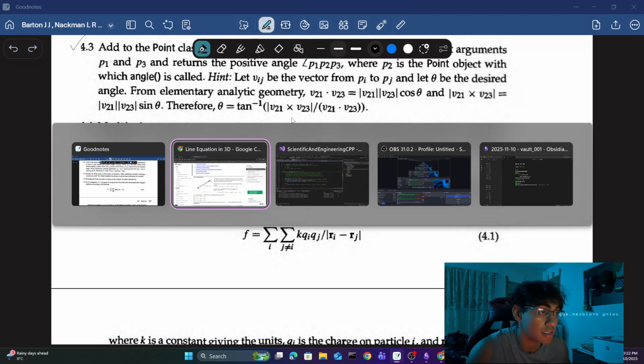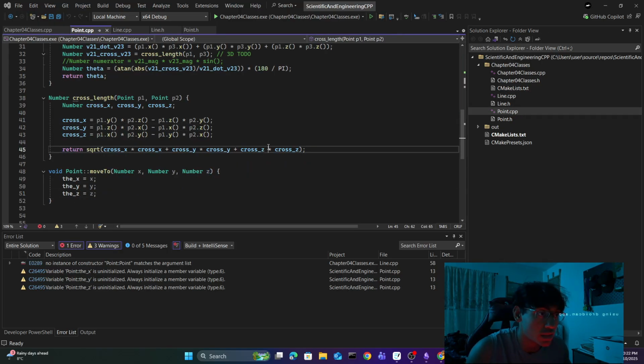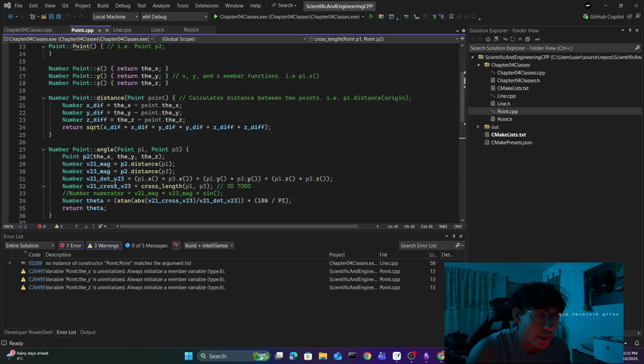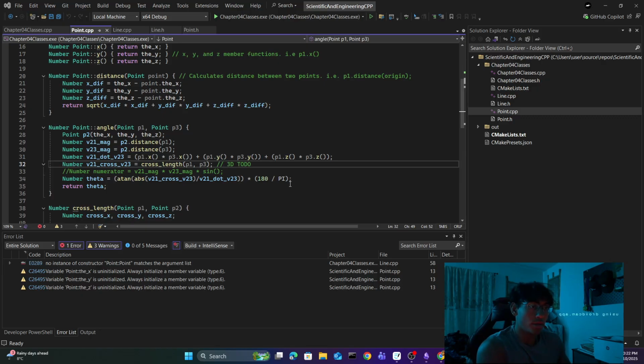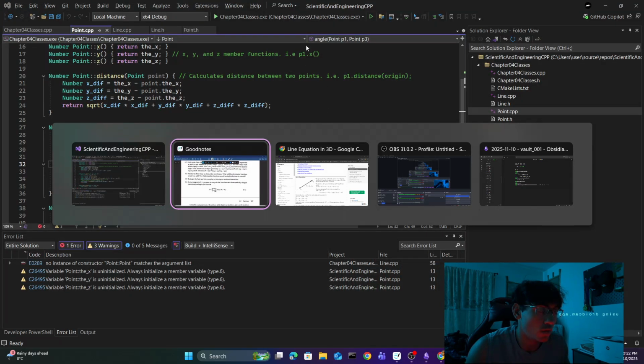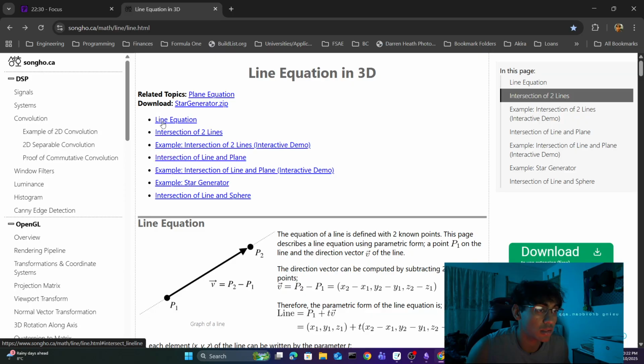Yeah, the point class is finished pretty much. That was not bad at all. Just had to make a separate length of the cross product function, which was very simple, and to calculate the angle between points P1 and P3, with point P2 being the middle, like P1, P2, P3, that angle. So yeah, let's get into it.